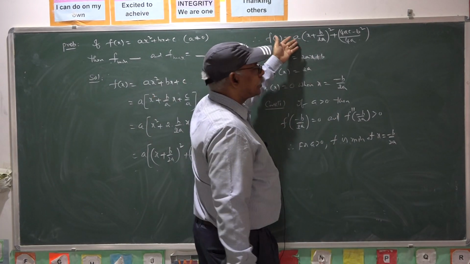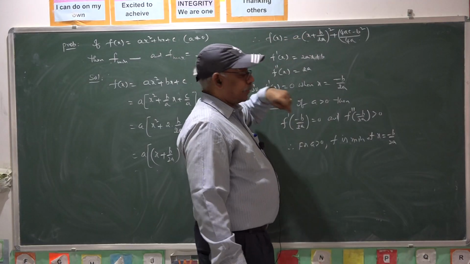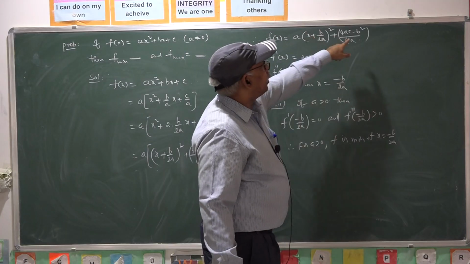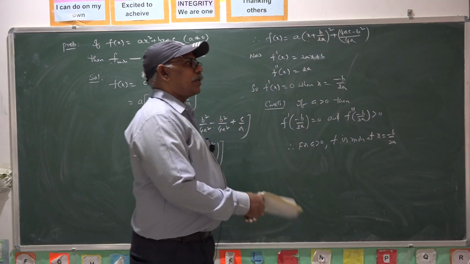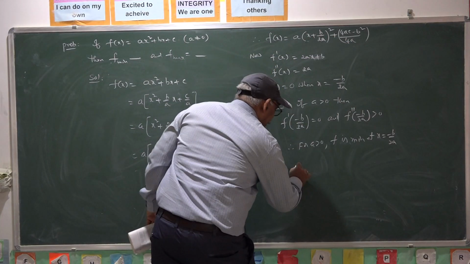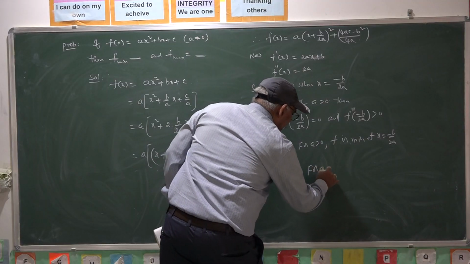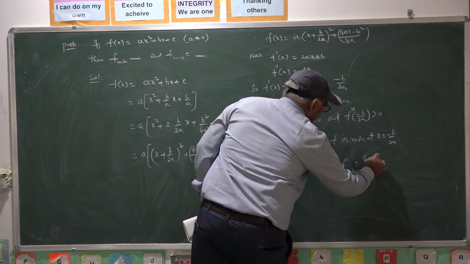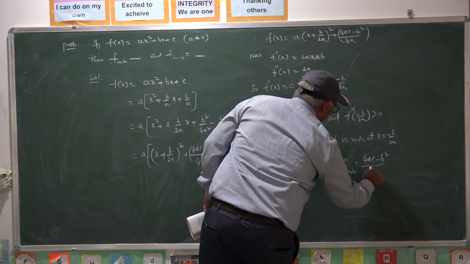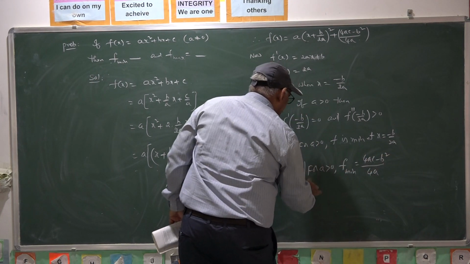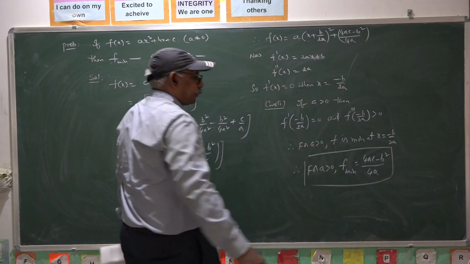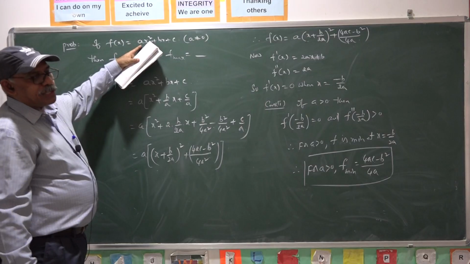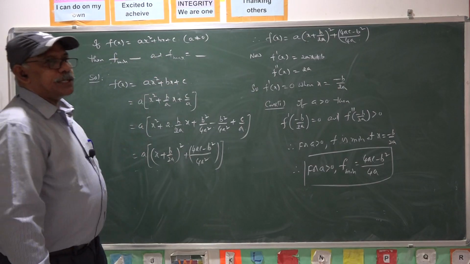So the minimum value of f is obtained by taking x = −b/2a in the function. This is also the modified form of the function. Taking x = −b/2a, the square term becomes 0. The minimum value is (4ac − b²)/4a itself. Therefore, we can conclude that for a greater than 0, f minimum is (4ac − b²)/4a. This is our result for a greater than 0 only. Once the x² coefficient is positive, f takes its minimum.